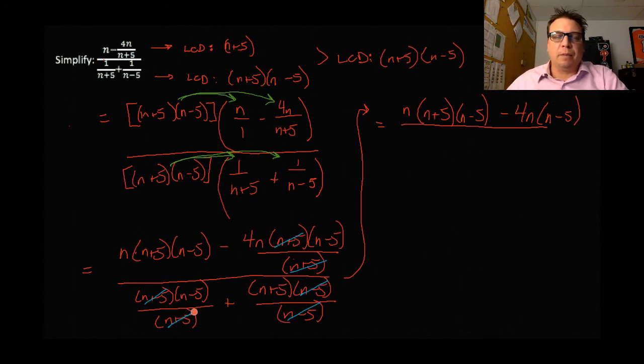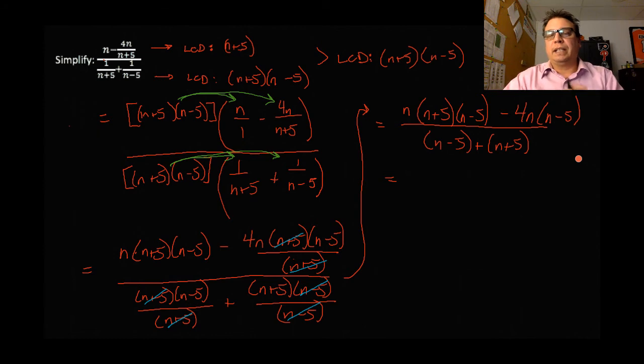Now, if I look at the denominator, you've got to be very careful here. I've got an n minus 5 here plus an n plus 5 here. So I've got n minus 5 plus n plus 5. So what we want to do is try to simplify everything now.